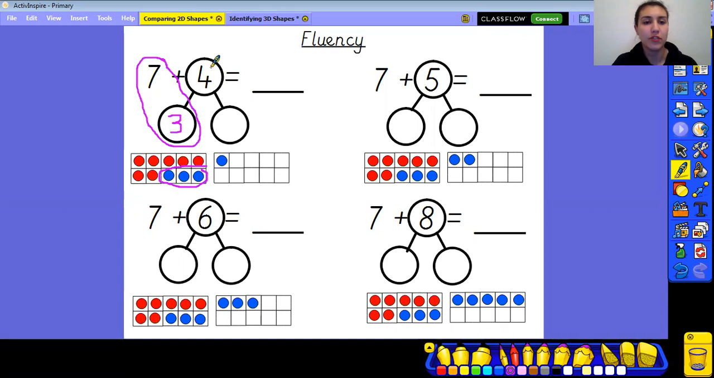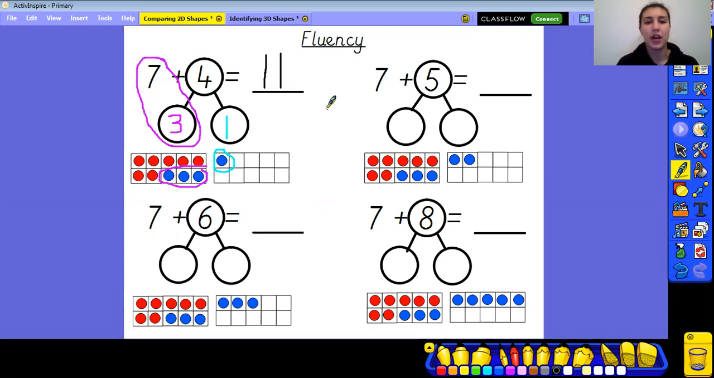So 7 plus 4, I'm not going to do that all in one go. What I can do is say, well, I do know that 7 plus 3 equals 10, but I don't want to just add 3, I want to add 4. So how many more do I need to add? I need to add 1 more. So if I know that 7 plus 3 equals 10, then in my head I can do 10 add 1 more is 11. So that would give me the answer of 11.